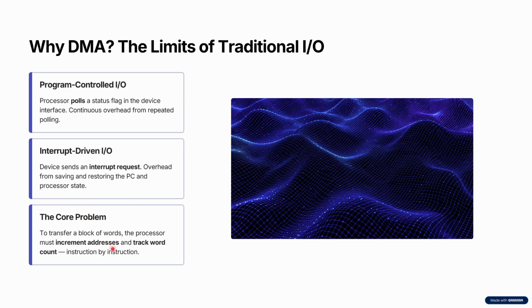So the core problem is, to transfer a block of words, the processor must increment the address every time, and it should track the word count instruction by instruction. So that is the limits of the traditional input output. How the DMA is going to overcome this problem, we are going to see in the further slides.